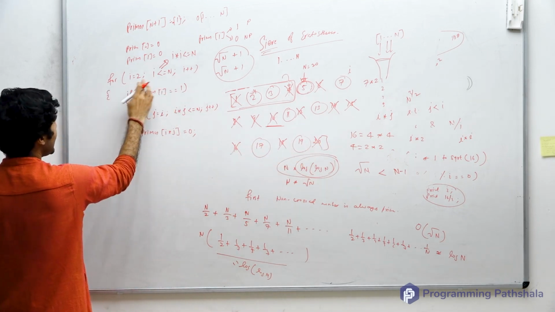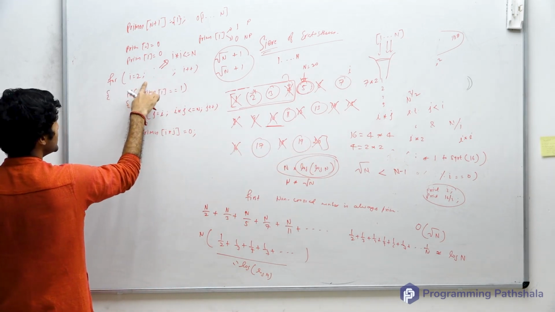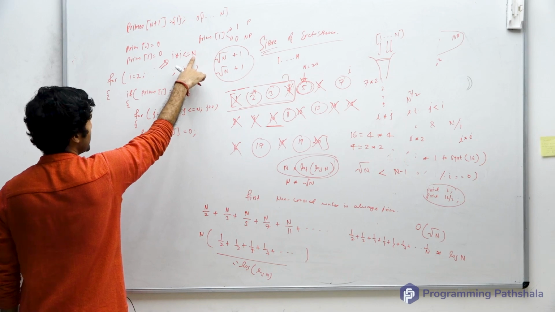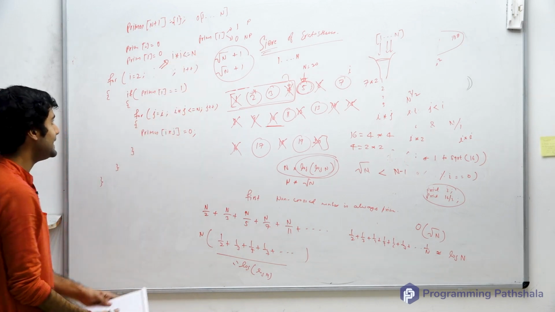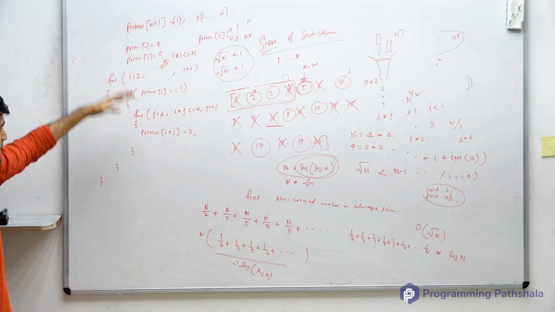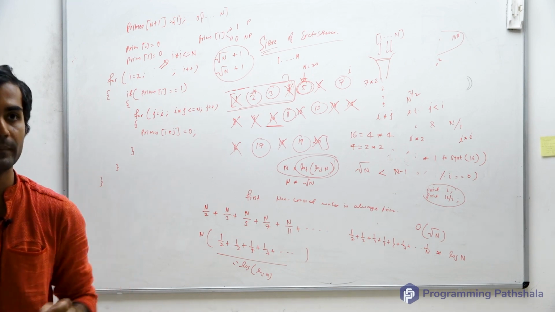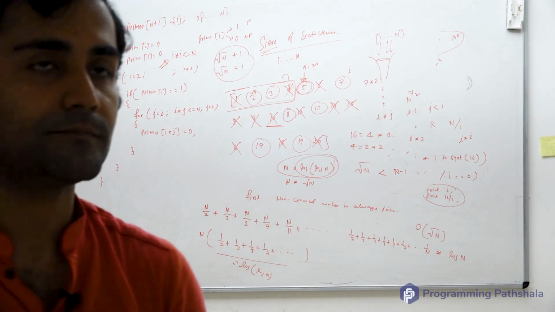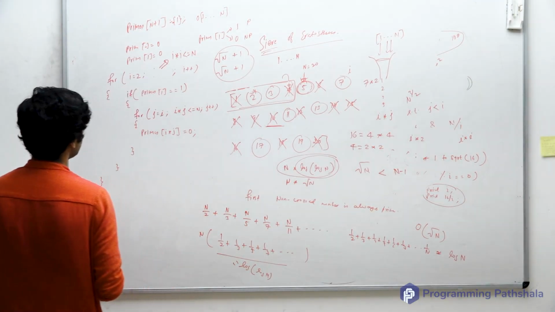So you can simply bind your range from I equals to 2 to I equals to square root of n. This is also a way of writing that I lesser than equals to square root of n. And this is how you can go on, and you will be able to compute all the prime numbers. Just think of it in this way.